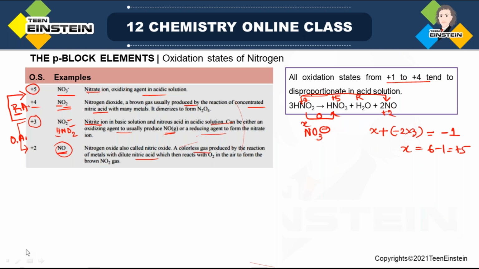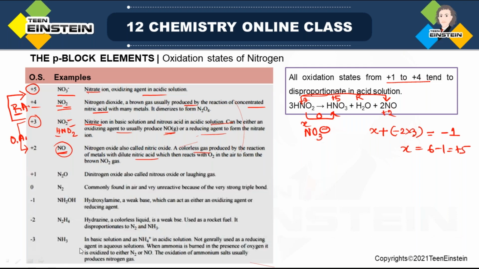Next we will see some more oxidation states. The next oxidation state after +2 that is possible is +1, and the example is N2O, dinitrogen oxide. It is also called nitrous oxide or laughing gas. Now, zero oxidation state you can find in the nitrogen molecule itself.